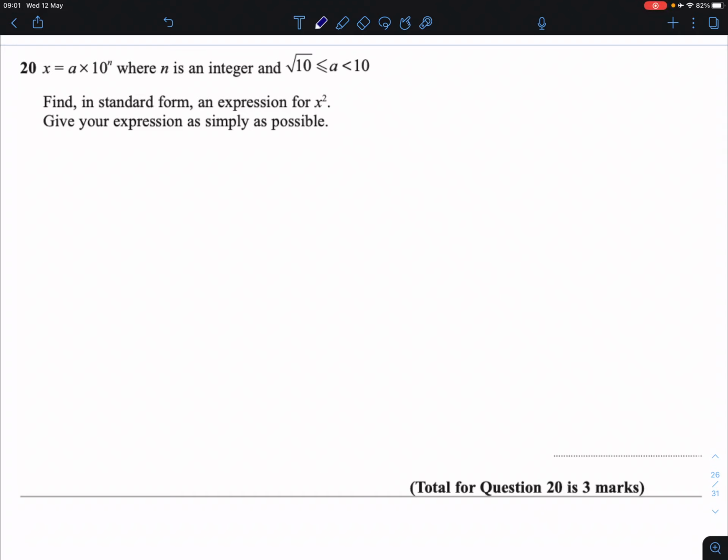Question 20. X equals a times 10 to the power of n, where n is an integer, and we're told that a is between root 10 and 10 in size. Find in standard form an expression for x squared. Well, if this is what x is, x squared would be a times 10 to the power of n, all squared. When we simplify that, we end up with a squared times 10 to the power of n times 2. We multiply those powers together to give us 2n, like so.